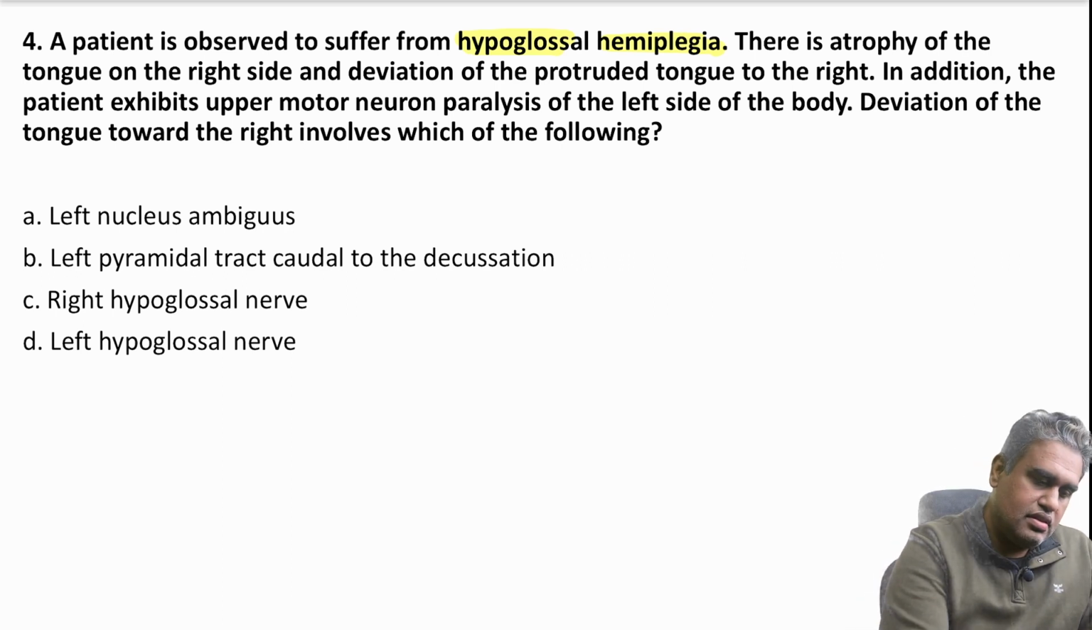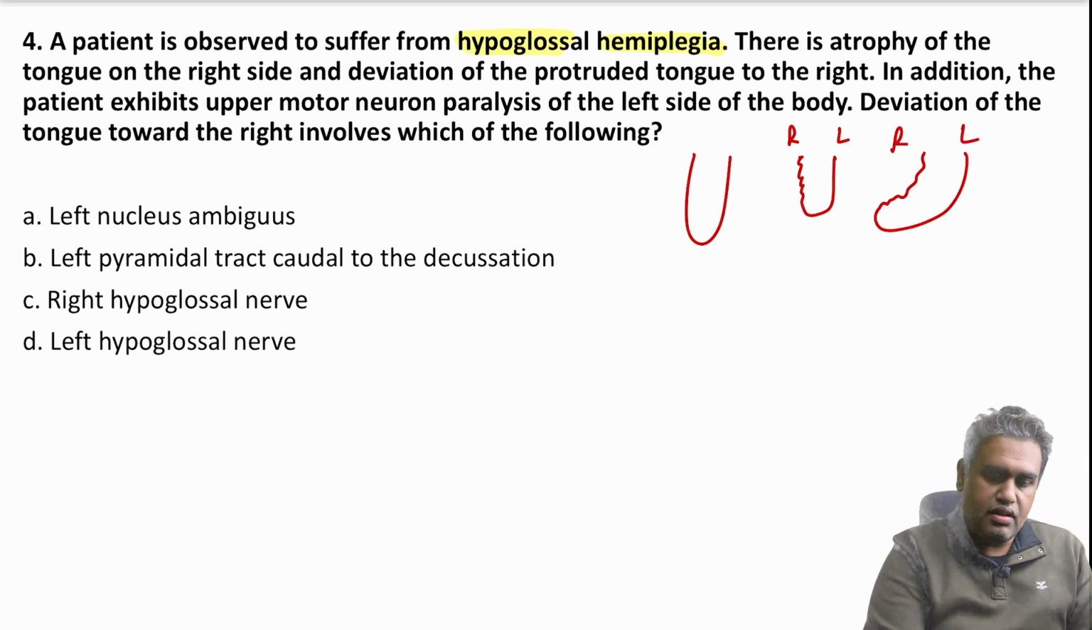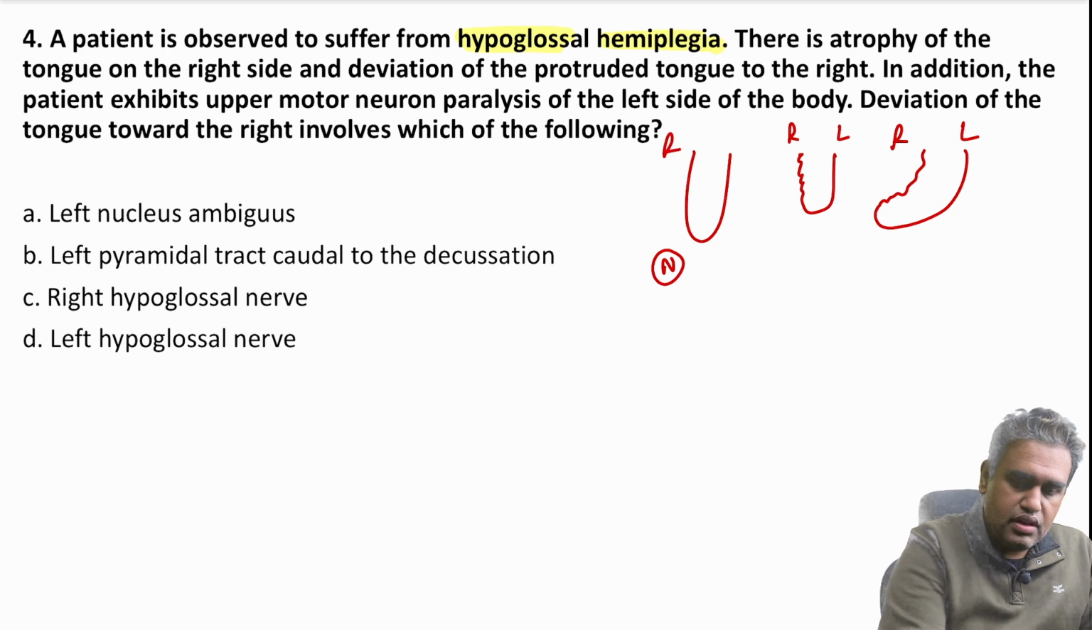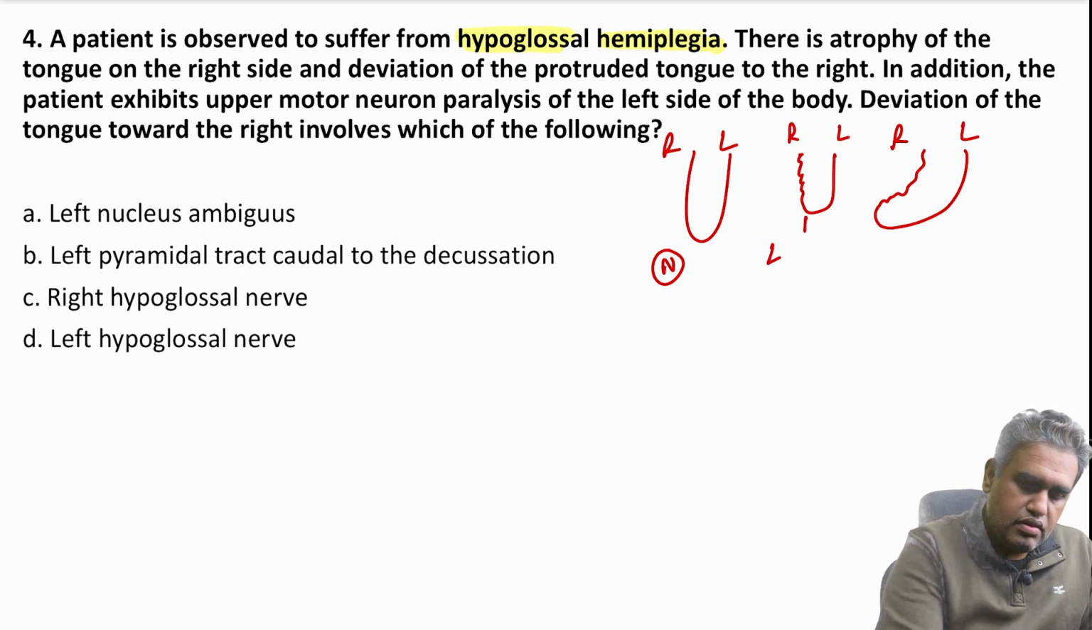So there is this tongue. There is a normal tongue over here. In this case, there is this tongue atrophied on the right side. And if you ask the patient to protrude the tongue, it actually goes like this to the right side on protrusion. This is a normal tongue at rest. This is the lesioned tongue, but at rest. This is on protrusion. Okay, so this is the finding over here.